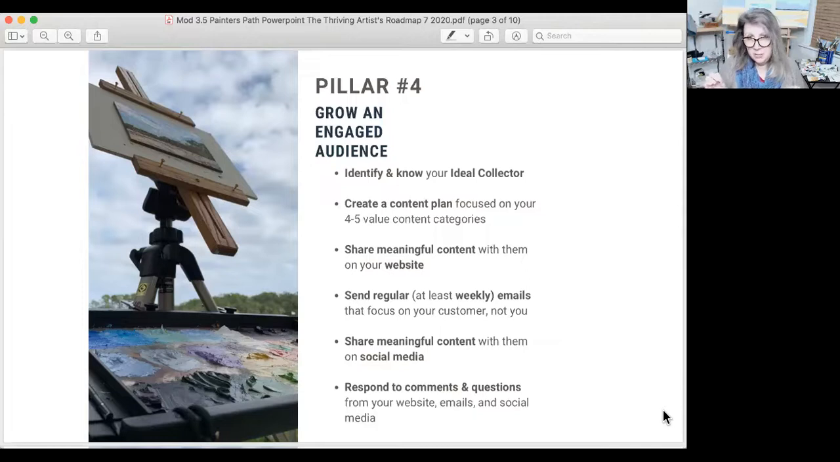You're going to build a relationship with those ideal collectors by responding to comments and questions that come up on your website, on social media, and in replies to your emails. You have to answer back. If you don't, you're not going to build that connection. You're not going to build that relationship, and people are not going to feel comfortable buying from you. You have to build connection. You have to build relationship.